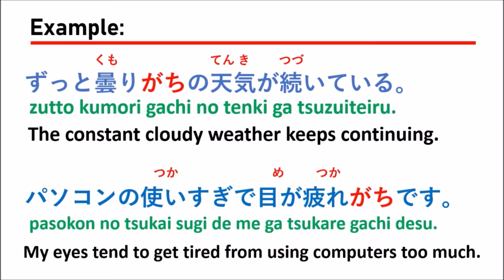You can see that for these two sentences, the first sentence uses a noun. Kumori means cloud. Kumori followed by gachi, right? So we can use noun plus gachi. Kumorigachi no tenki ga tsuzuite. That means the cloudy weather keeps continuing.